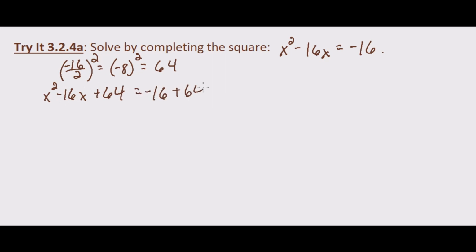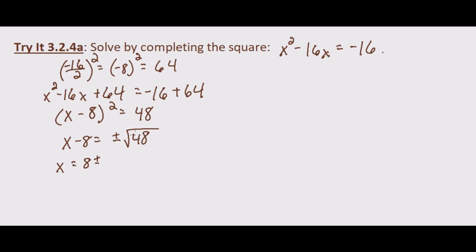plus 64. The left we can now write as a perfect square trinomial. We can write as the square of a binomial. So we have x minus 8 squared equals, this is 48 on the right-hand side. Now we take the square root of both sides. We have x minus 8 equals plus or minus the square root of 48. Add 8 to both sides. We have x equals 8 plus or minus the square root of 48.